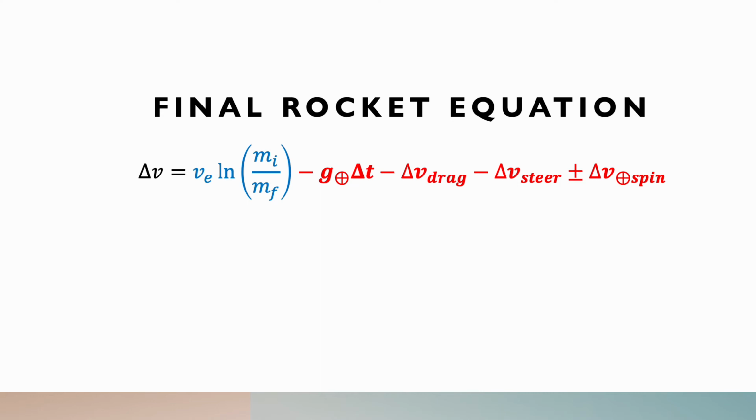This equation also includes effects from steering and the Earth's spin, but they aren't as significant as the ones I already discussed. In the equation, the direction of space is taken to be positive, so any component opposite of that direction is negative. The part of the equation in blue is what we previously saw as the simplified rocket equation for a rocket in space, but the red components complete the rocket equation for launch.